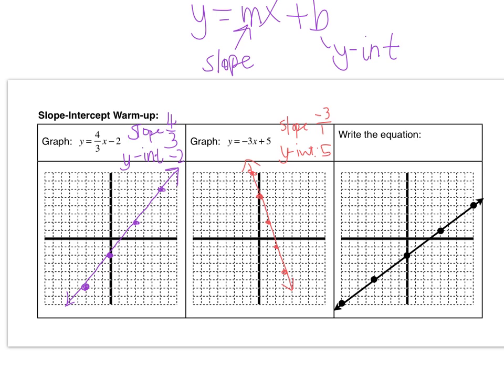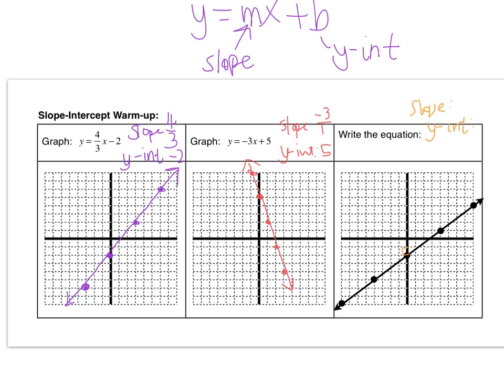In looking at the last example, I now have to work backwards and write the equation. I'm still going to use the form y equals mx plus b. So I'm going to identify the slope, I'm going to identify the y-intercept, and then I'm going to put it in the form y equals mx plus b.